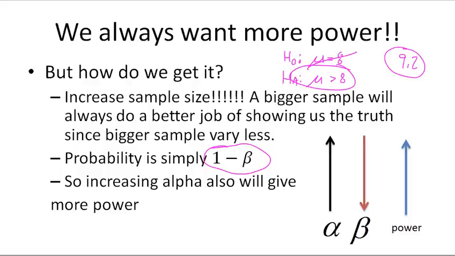Now, a bigger alpha value does have an increased risk of type 1 error, but hey, all we care about is having more power, right? So if you increase alpha, you will have more power, but the better way to have more power is really to increase your sample size. Bigger sample sizes literally solve everything. A bigger sample size will always closely reveal the truth and make you more accurate. And that goes all the way back to a topic we learned months ago.